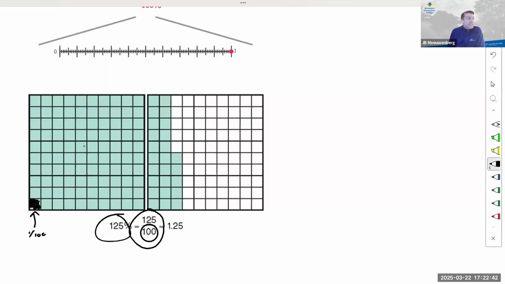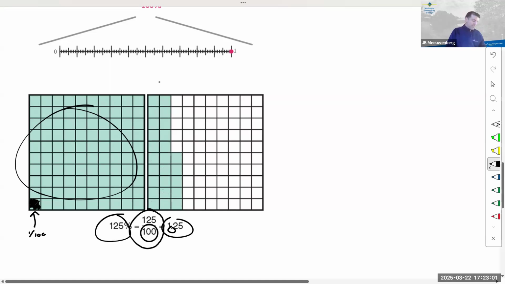The only way to do that is to fill in an entire 10 by 10 grid plus 25 more. And so you can see that represented in the visual, the percentage, the fraction, and then also the decimal. 1 and, remember how we say that? 1 and 25 hundredths. Good.